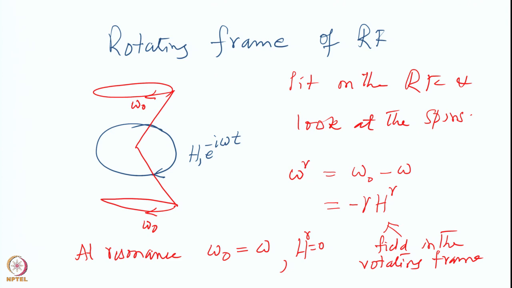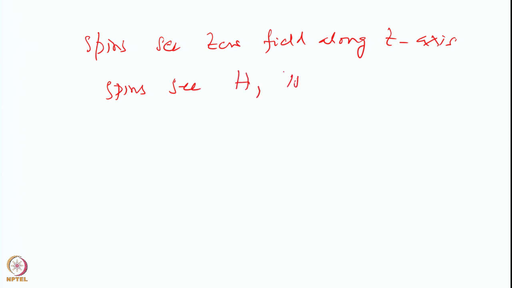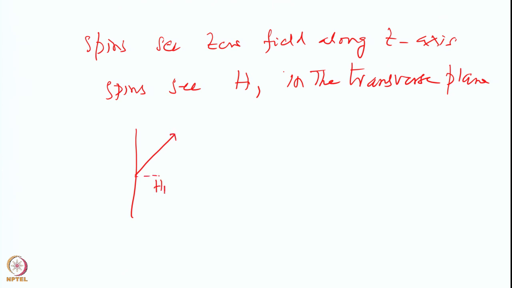So, what is the field that it sees? The spin sees zero field along the z axis, and it also sees H1 in the transverse plane. If I draw it here, I have the spin here and I see an H1 field here. So, this spin will interact with this H1. It has to orient itself with respect to the H1, so spins will try to orient with respect to H1.